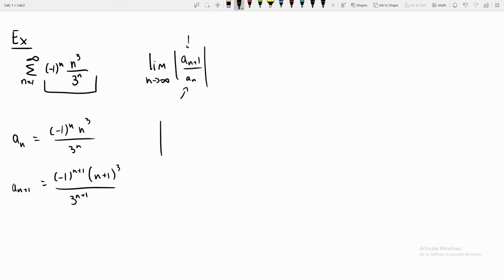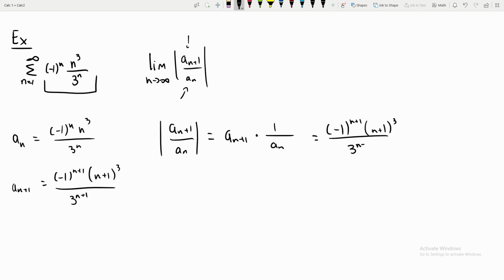So let's go ahead and find what a of n plus 1 over a of n will be. A of n plus 1, I'm going to start off with that. Because this is a fraction, I'm going to avoid writing this layered division where we get a bunch of layers. Instead, I'm going to write a of n plus 1 times 1 over a of n. Let's start off with a of n plus 1: it is minus 1 to the power of n plus 1 times n plus 1 cubed, all over 3 to the n plus 1.